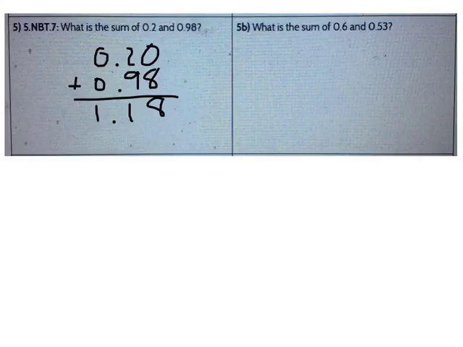Now you try the next one. What's the sum of 0 and 6/10 and 0 and 53 hundredths?